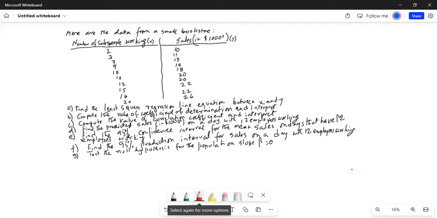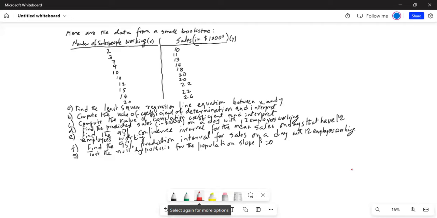Here is the data from a small bookstore: the number of salespeople working, which is X, versus sales in thousands of dollars, which is Y. First it asks to find the least squares regression line equation between X and Y.